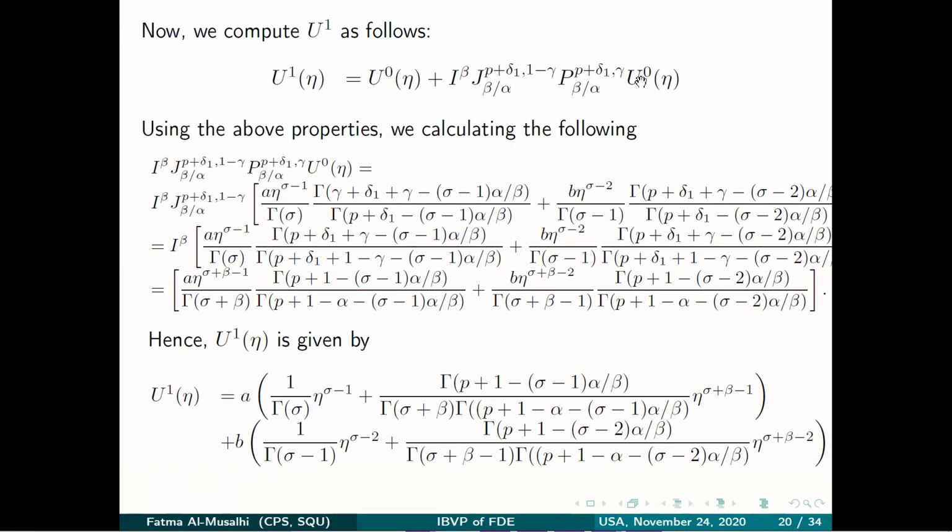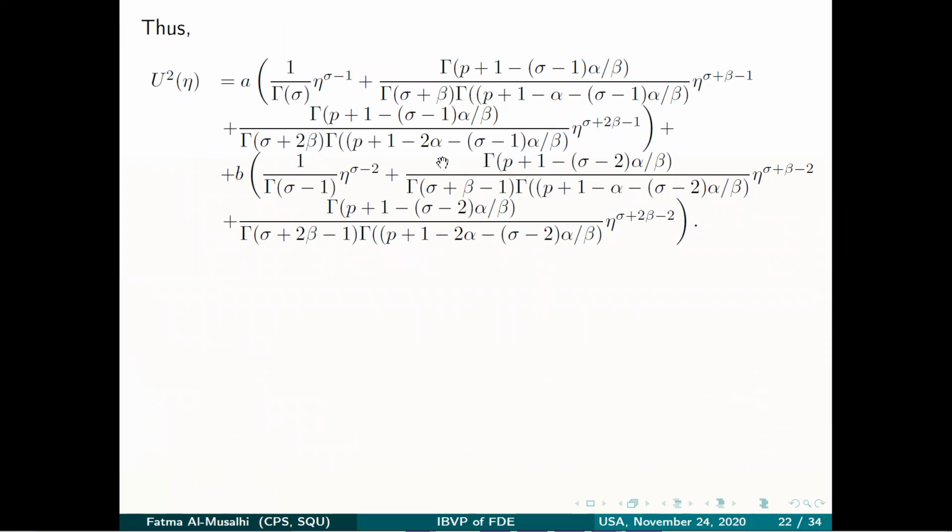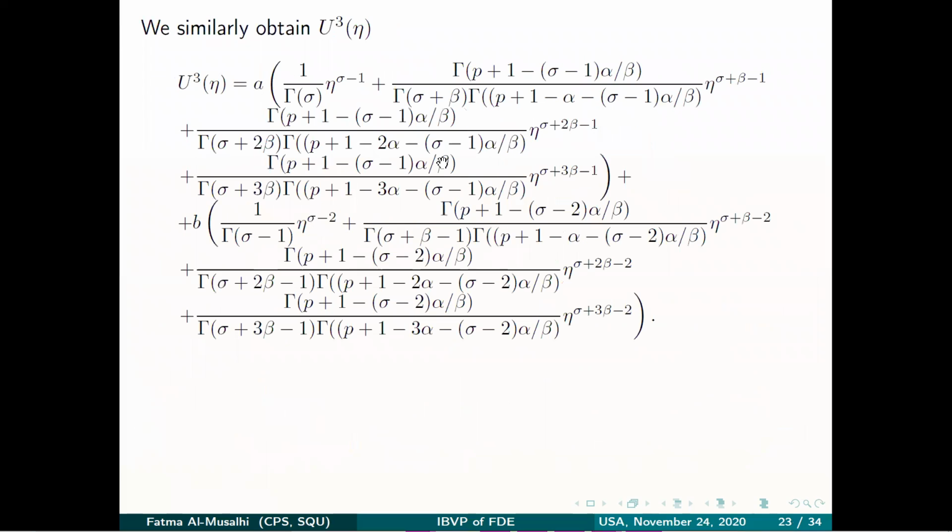Now, since we know that u0 is two terms that are power functions, we can use the properties of Erdélyi-Kober fractional operators of power functions, and also the Riemann-Liouville integral. Doing the calculation, we end up with u1, and it is given in this form in terms of gamma functions and eta. We do the same calculation for u2, we end up with this form, and then we need to find another term. So we get u3 again.